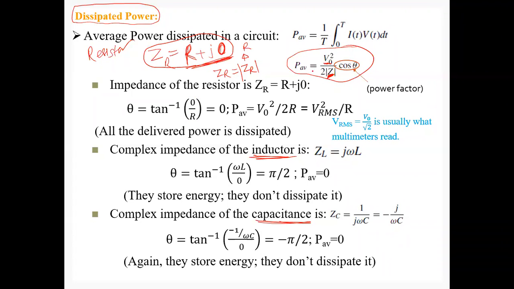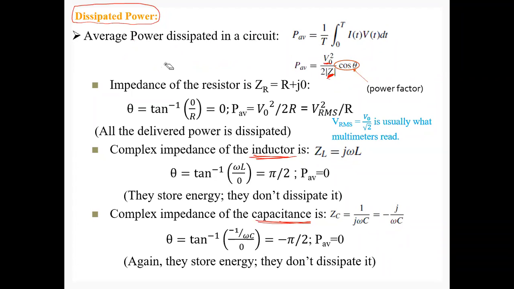Then how do you plug this in here? Let's plug this in this formula that we derived, quote unquote derived, right? So what is your cosine theta then? Cosine theta is cosine 0, which is 1. Then V0 squared over 2Z, right? So what is your Z? Z is simply R. So that's why it is V0 squared over 2R. Does it make sense? That's what you have here. Okay.